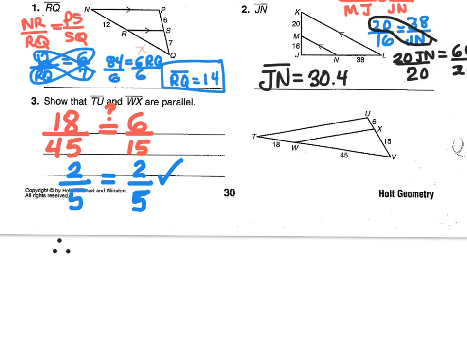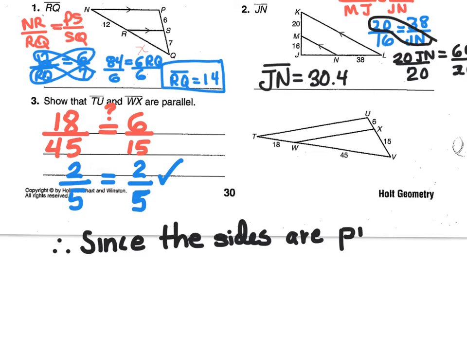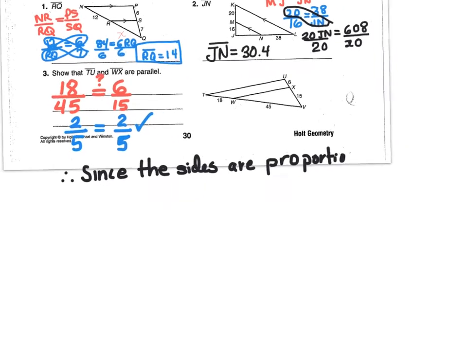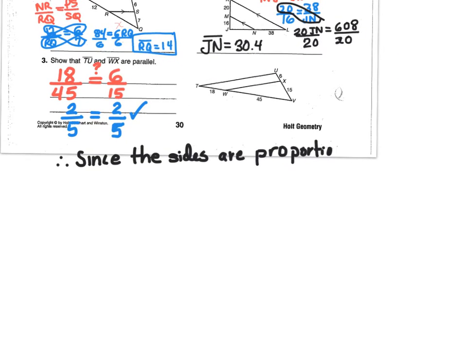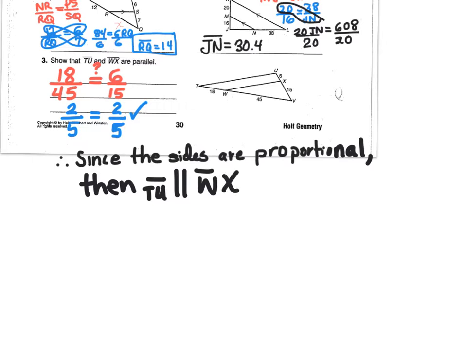Therefore, let's make the conclusion. Three dots. Let's put here, since the sides are proportional, then segment TU is parallel to segment WX, period.